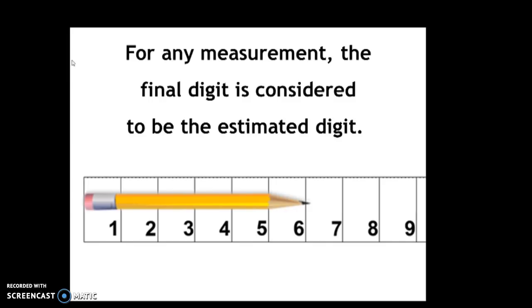This pencil is longer than 6 centimeters. So we're not able to say it's 7 centimeters. It's definitely 6 point something. And that's where the estimated digit comes in. So I, for example, might call this 6.1 centimeters. And as you can see, the 1 is the final digit, and that is considered to be the estimated digit.